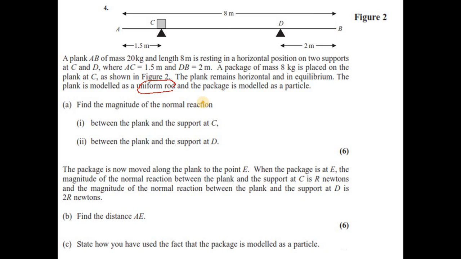In this case, you know that there are two pivots on which the plank is resting. So at D you have a normal reaction RD, and at C you have RC. Other than these normal reactions, there are two forces acting on the plank. One is at the center, the weight of the plank, and the mass is 20 kg, so the weight would be 20 g. And the particle resting at C has mass 8 kg. That means you have another force acting at C downward. This is 8 g.